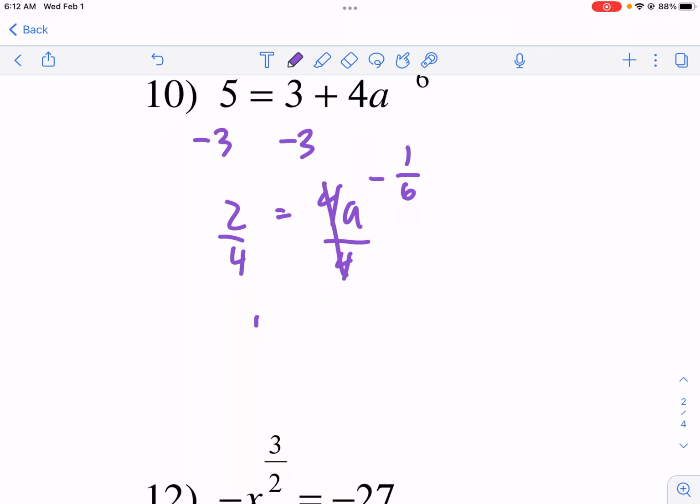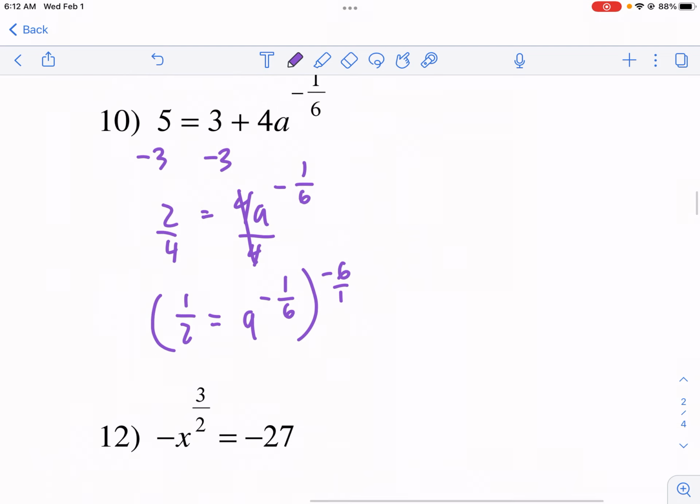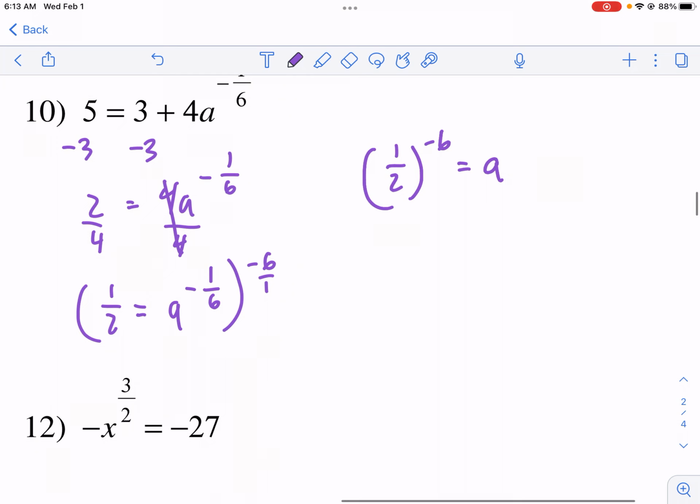So I cross that off and I get 1 over 2. 2 over 4 is equal to 1 over 2, equals a to the negative 1 over 6 power. Now, I'm going to raise everything to the negative 6 over 1 power. And that means I'm doing it to both sides. I just didn't want to write it twice. So what happens? I get a by itself on the right side. And then on the left side, I get 1 over 2 to the negative 6 power. Okay? What does that do for me?